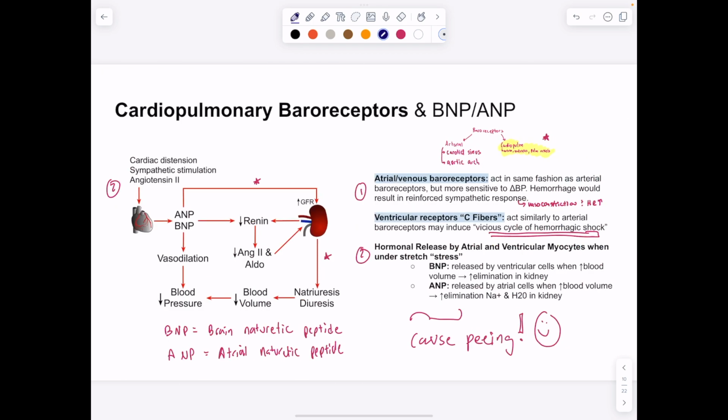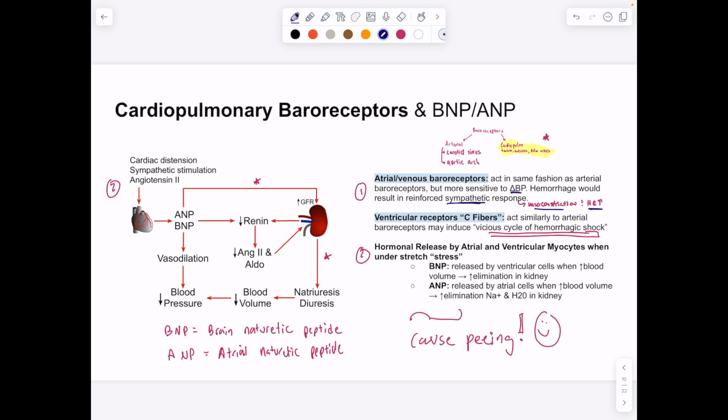All right, so cardiopulmonary baroreceptors, and then also we have our hormone released by the ventricle and atria of the kidney. So we have a couple of things going on here. We have atrial and venous baroreceptors act in the same fashion as the arterial baroreceptors, but are more sensitive to change in blood pressure. Hemorrhage results in increased sympathetic response, aka vasoconstriction and increase in heart rate.